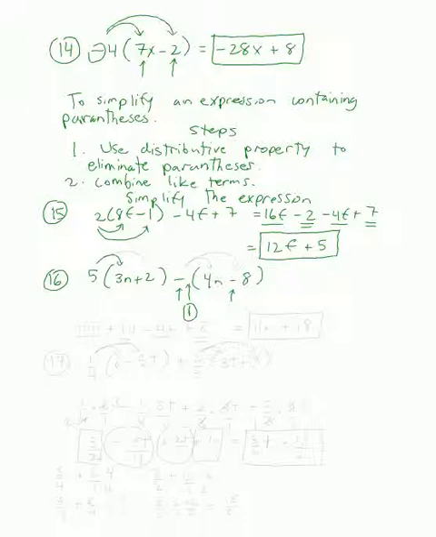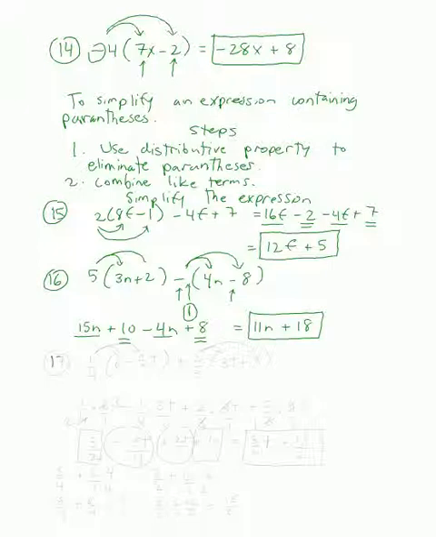5 times 3n is 15n. 5 times positive 2 is positive 10. Here we have negative 1 times 4n. That gives us negative 4n. And negative 1 times negative 8, that gives us positive 8. Combine our like terms, we have 15n and negative 4n, that gives us 11n. Positive 10 and positive 8 give us positive 18. And that's it. We can't combine terms any further.